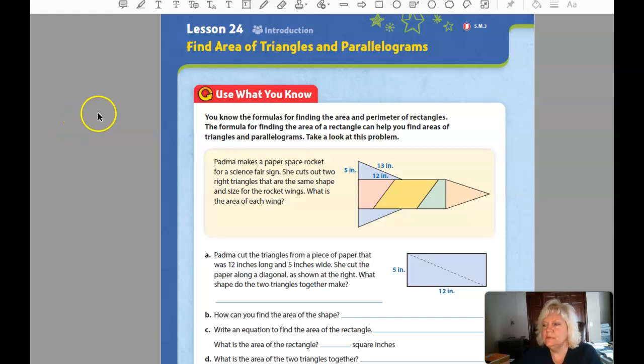Hello there, my students. Today we are working on lesson 24. It's called Find the Area of a Triangle and a Perimeter. I want to remind you that area means the inside part of it.